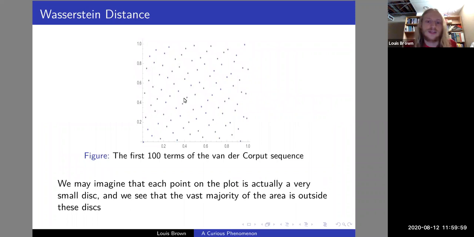If we look at this picture one more time, we could imagine this as a visualization of that proof: each of the points is a very small disk, and the vast majority of the area is going to be outside of the disk. So we would need to do a lot of smudging in order to spread that point mass over the uniform distribution.